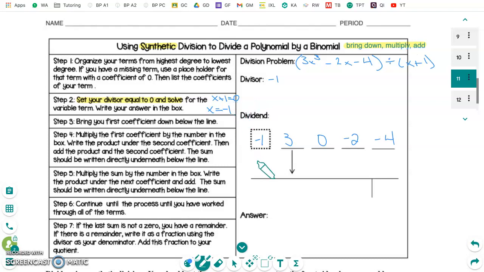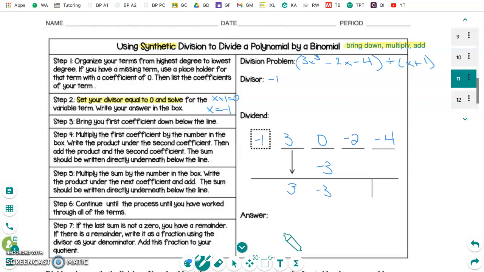So we're going to bring down this 3 and write it there. Then we're going to multiply. Negative 1 times 3 is negative 3. Bring down, multiply. Now we're going to add these two. 0 and negative 3 is negative 3. So bring down, multiply, put it there, and add.